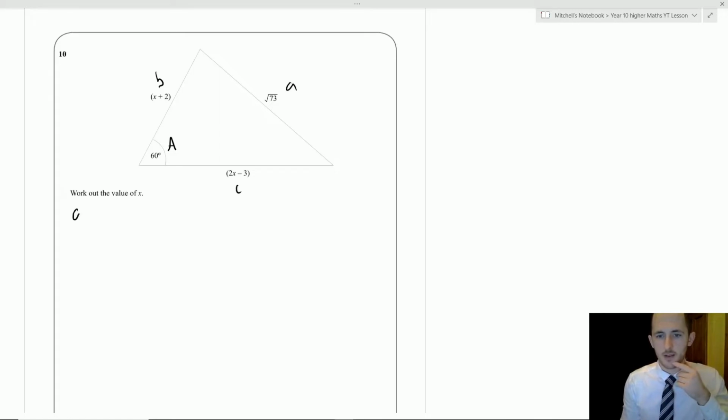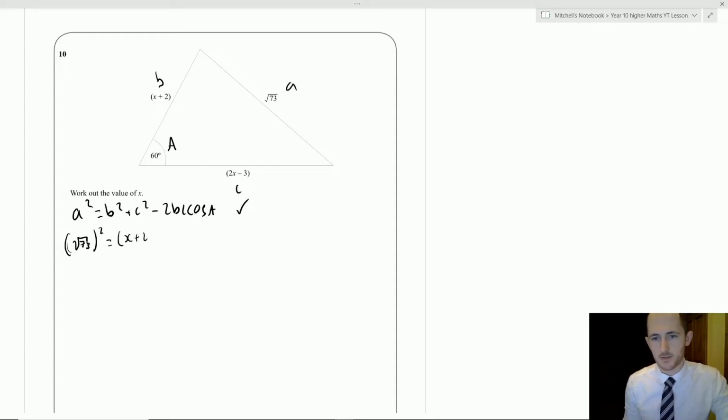Okay, and just as a reminder, the cosine rule is a squared equals b squared plus c squared minus 2bc cos a. Okay, I'm just going to write that out, and now I'm going to sub it in, right? This actually gives me 1 mark. The second mark can actually come from subbing in the values. So we have square root 73. Oh my god. I'll rewrite this with better handwriting, I promise. B squared, so that's x plus 2 squared. Plus c squared, which is 2x minus 3 squared. Minus 2b, which is x plus 2.